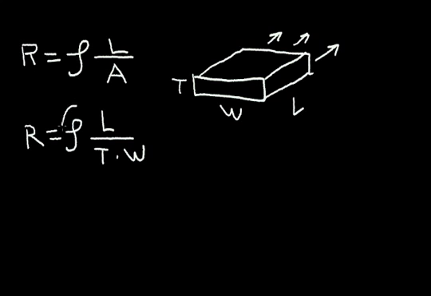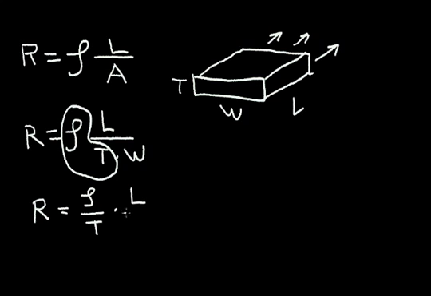If I take these two terms here, the resistivity and the thickness, I can rewrite this equation. R equals resistivity divided by the thickness of this sheet times the length divided by the width of this resistor. This term here, the resistivity divided by the thickness of the material, is called the sheet resistance. And I'll call that R sub S.